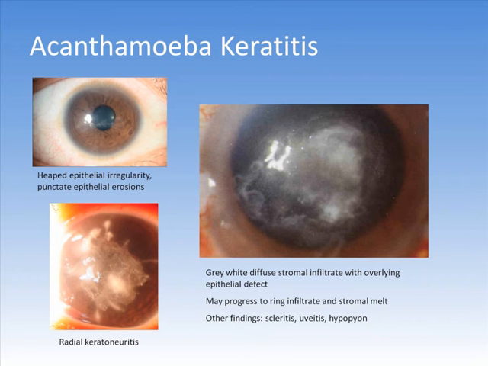Clinical features of Acanthamoeba keratitis include heaped epithelial irregularity, punctate epithelial erosions, and radial keratoneuritis. In advanced cases, a gray-white diffuse stromal infiltrate with overlying epithelial defect, which may progress to ring infiltrate and stromal melt. Other findings may include scleritis, uveitis, and a hypopyon.